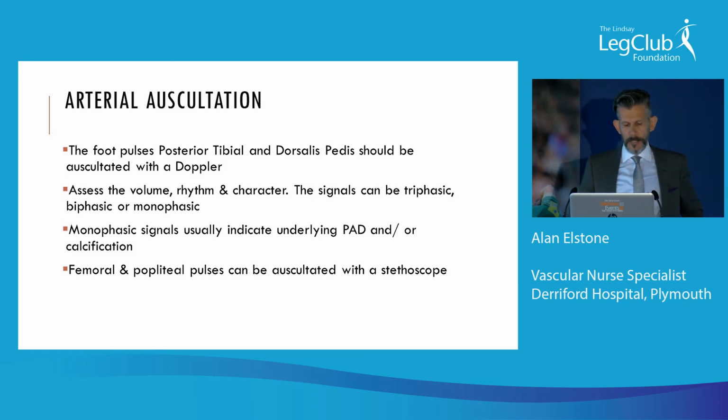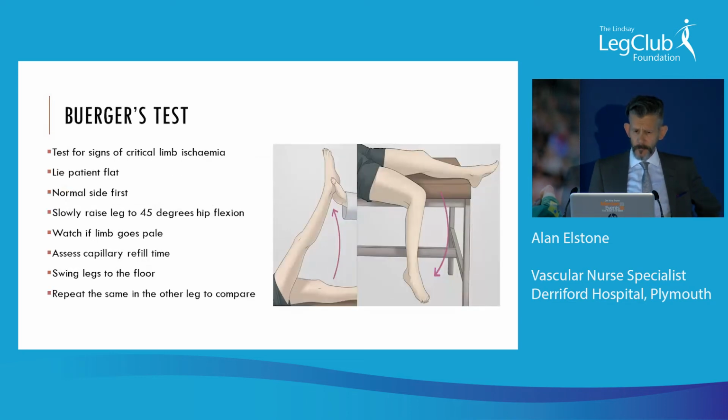And also the popliteal and the femoral pulses can be listened to with a stethoscope to give some idea of the flow within them. I've included for completeness something called Buerger's test, which has been around for quite a while, and it's a good sign if patients have perhaps got critical limb ischemia. It's quite a simple test that we could do clinically.